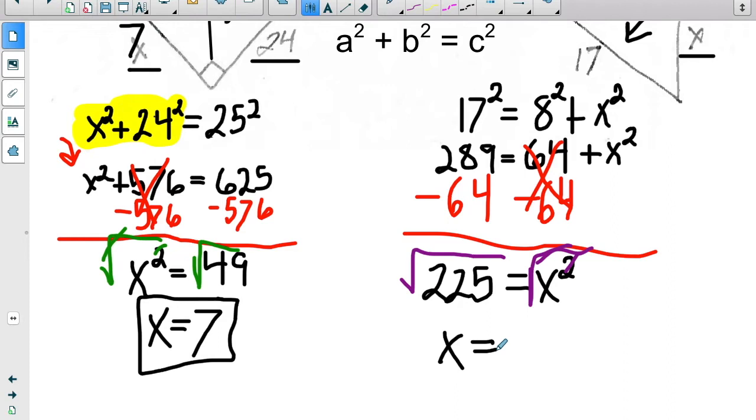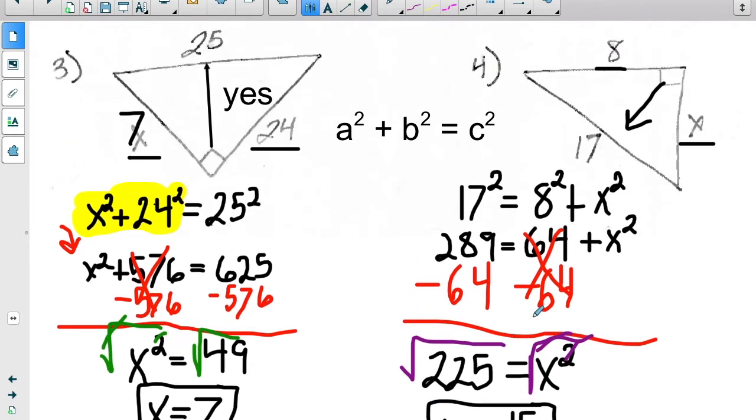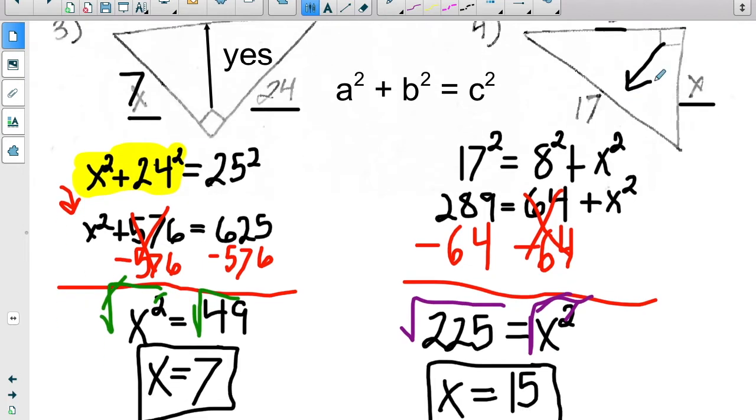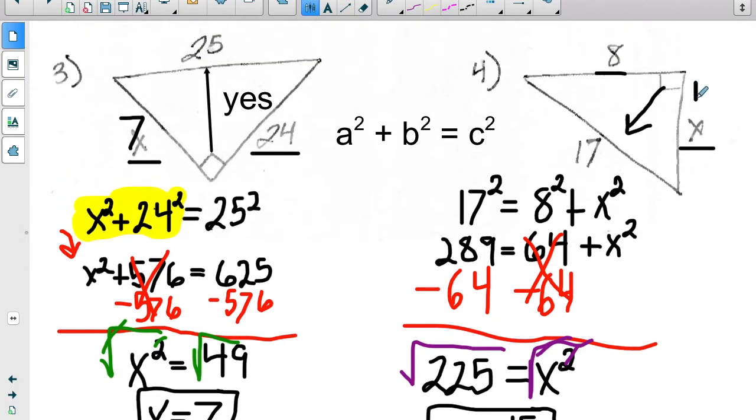And now we need to see, will we be able to take the square root of 225? And yes, if we take the square root of 225, we get 15. So x would be 15. And that would be our answer.